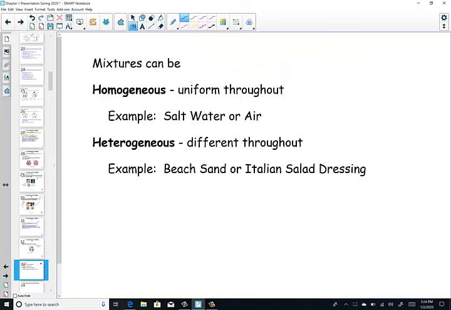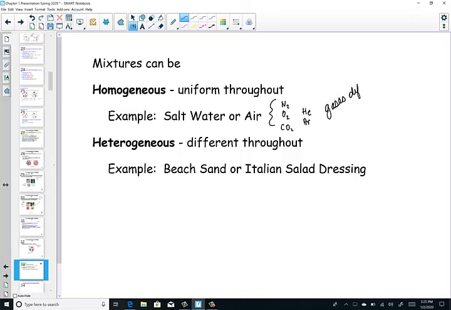If it is a homogeneous mixture, it's uniform throughout, like salt water or sugar water, or even a blend of air. Air is a homogeneous mixture. It's composed of nitrogen gas, oxygen gas, carbon dioxide gas, trace amounts of others like helium, and even argon is found in gas. So just a variety of different gaseous molecules, but they're blended uniformly because gases diffuse.